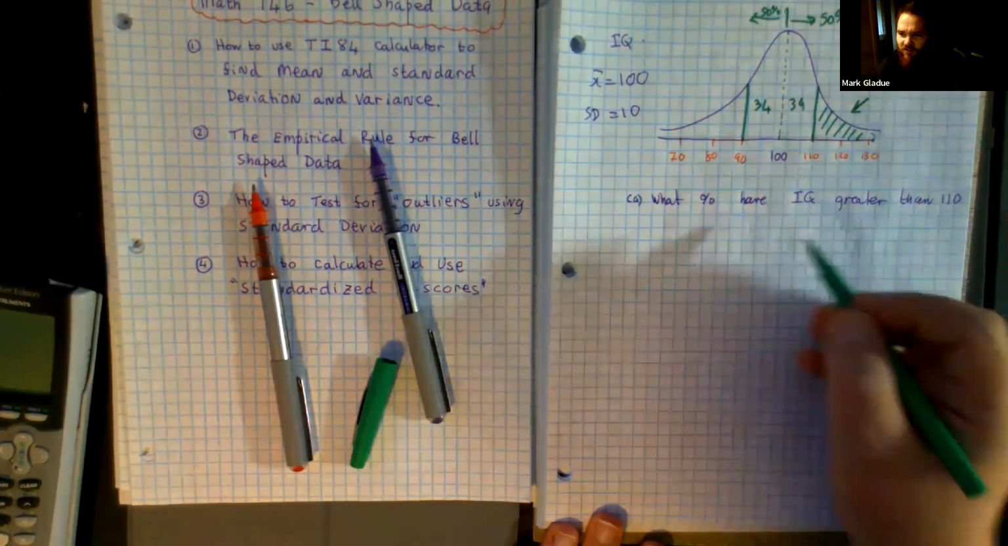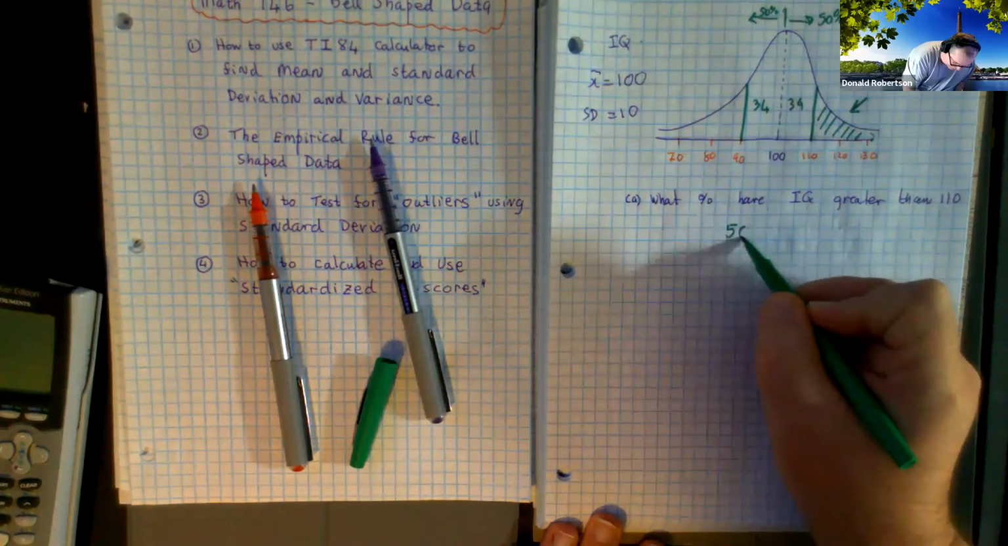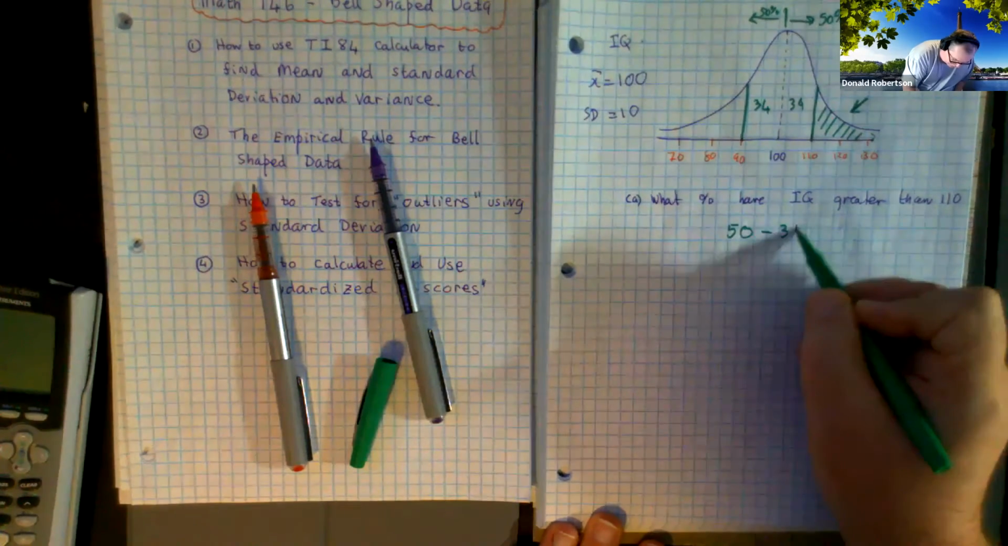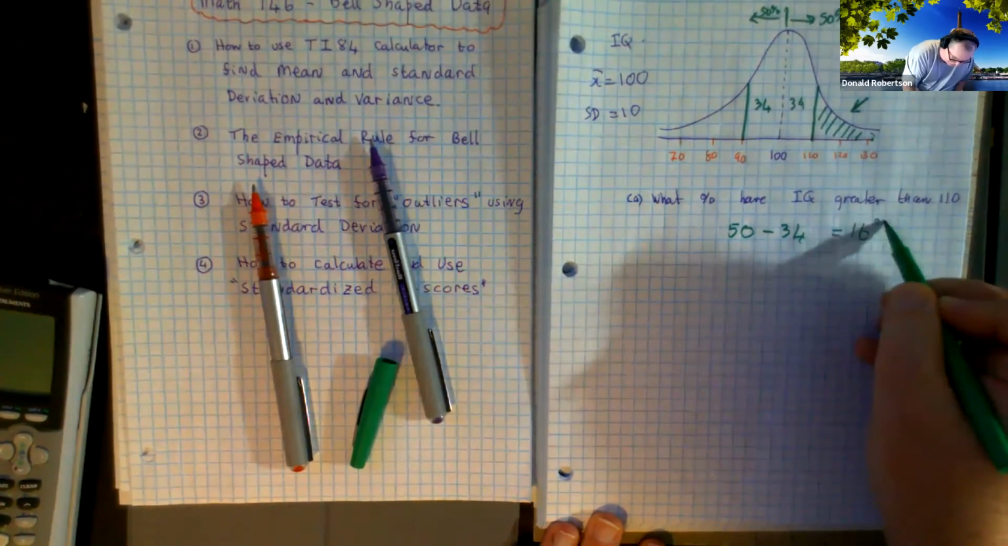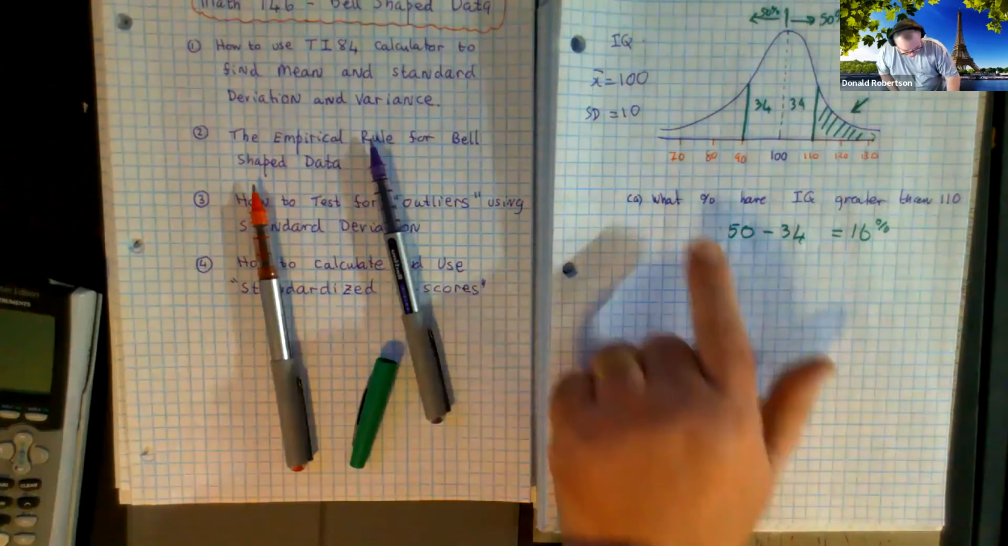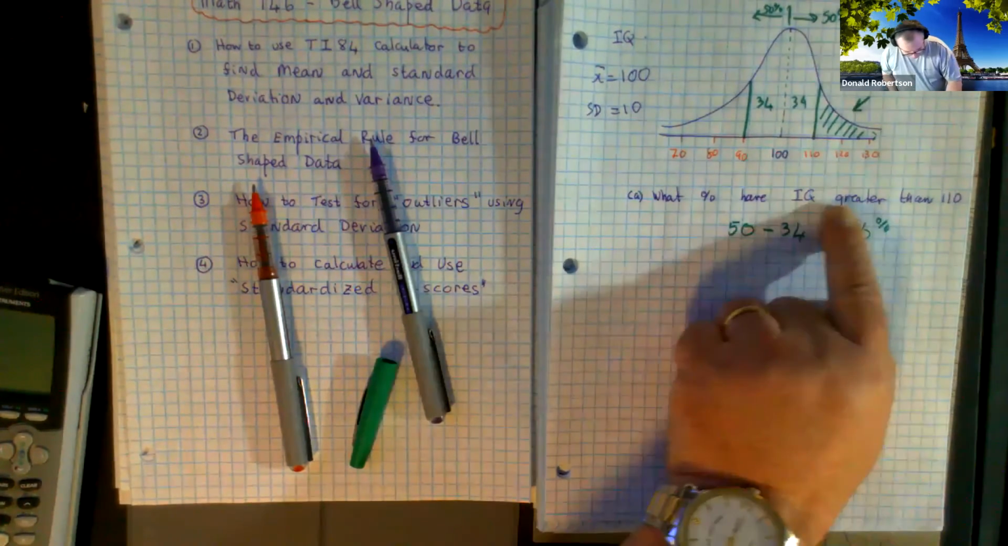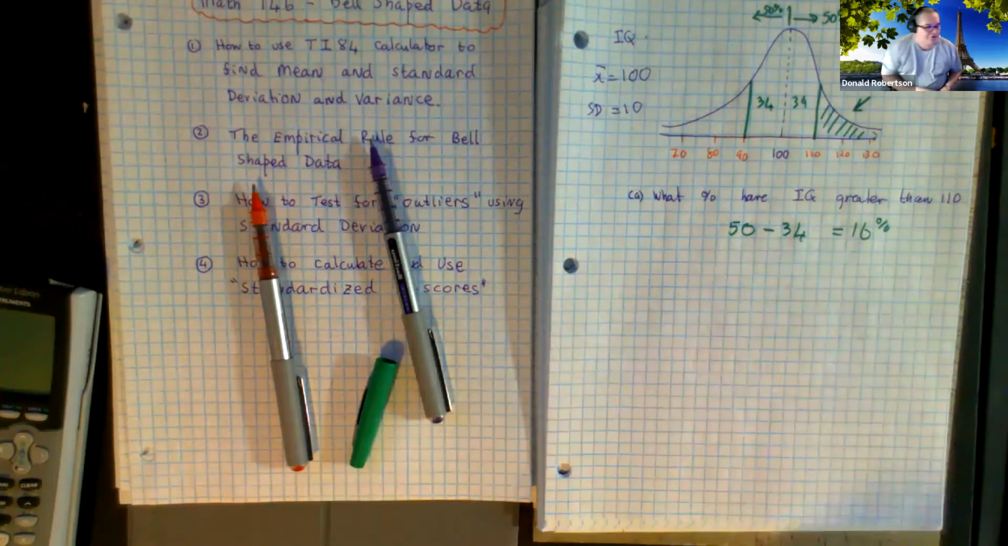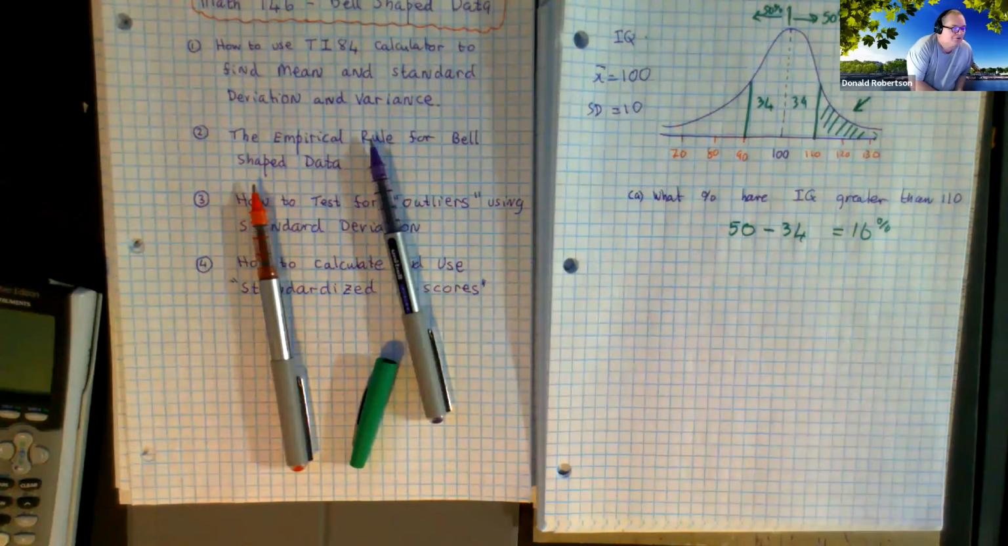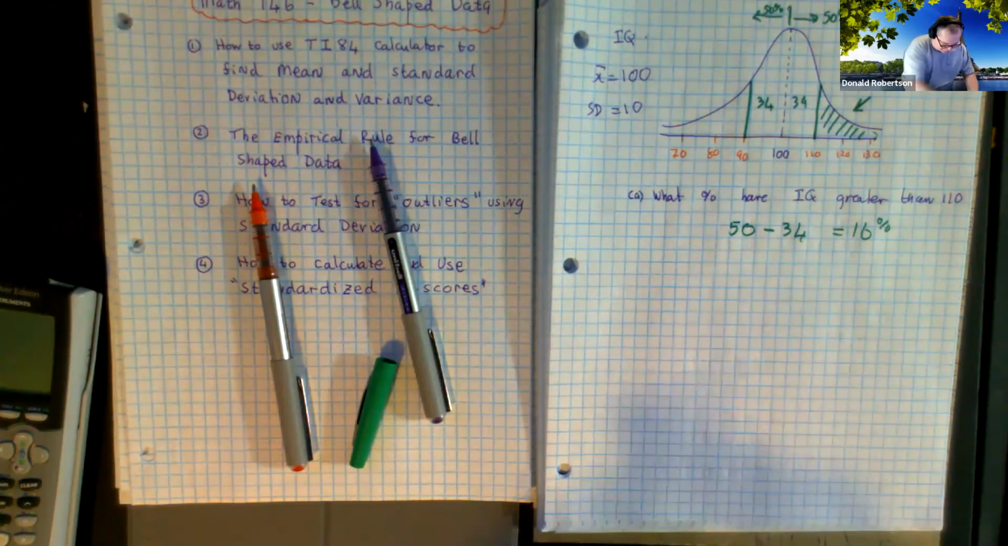16. And you do that by 50, take away 34, 16%. So the question is, what percentage of people have an IQ greater than 110? The answer is 16% of the population. So do you see that we used that table, but we used it in a way you didn't think it was going to be used, right? I mean, we're trying to get as much mileage out of it as possible.